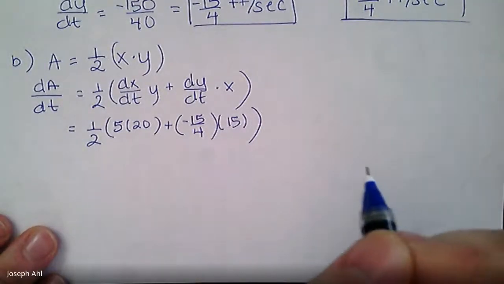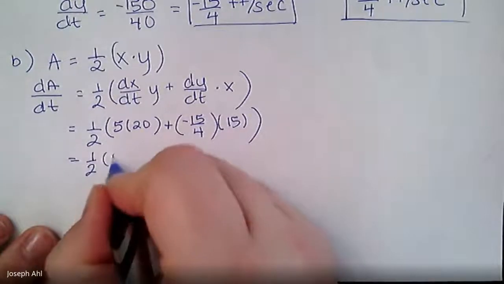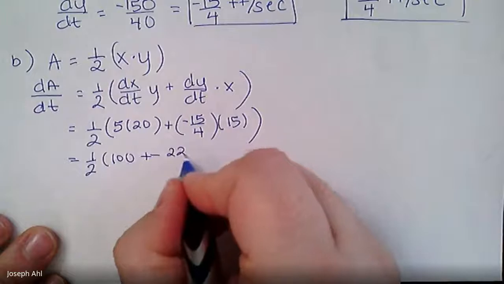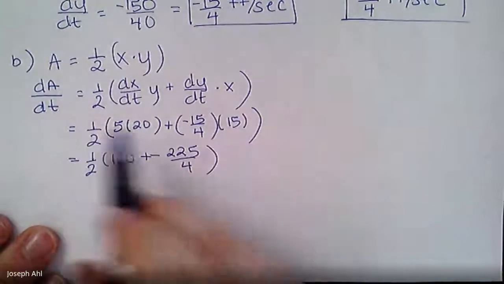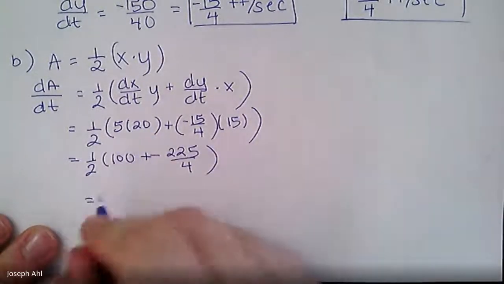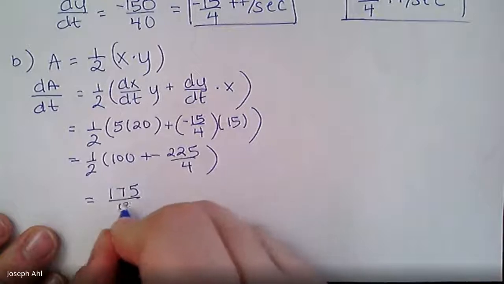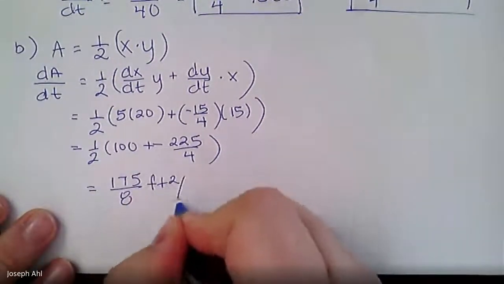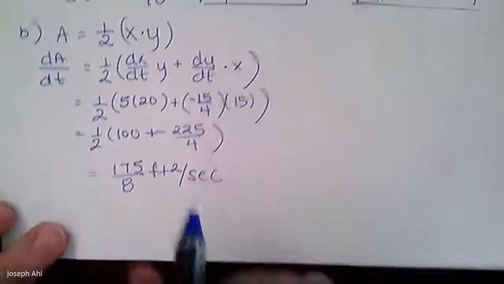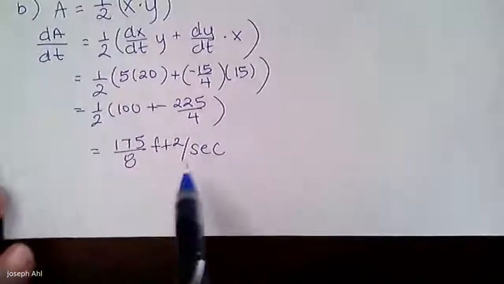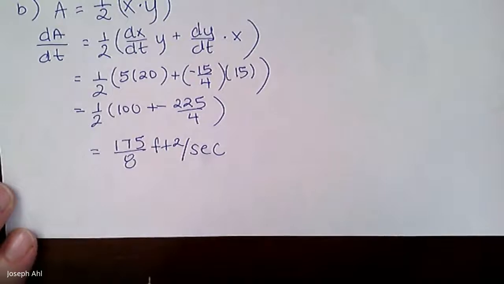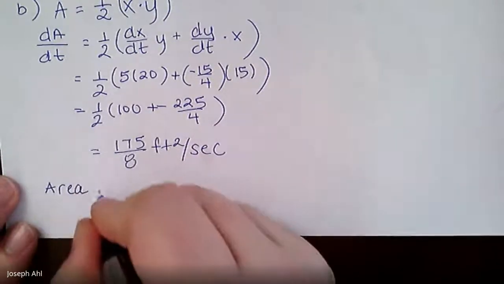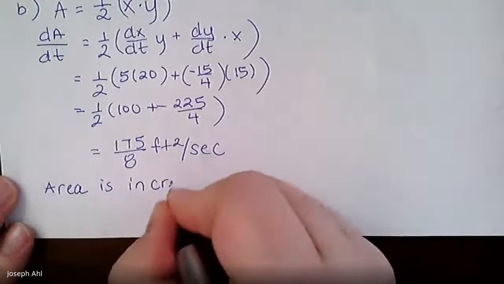If we clean some of this up, it would be 1/2 of 100 plus, it's actually going to be negative 225 over 4. Distribute the 1/2 in, combine those. We wind up getting that in total, dA/dt is 175/8 feet squared per second. Just be careful with the units here. The rate of change of the area would be square feet per second. And because in the end this winds up being a positive number, we know that the area underneath the ladder is increasing.